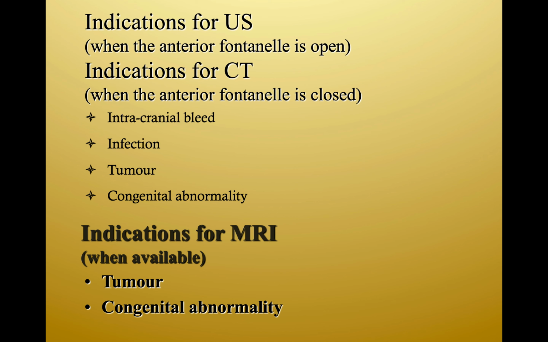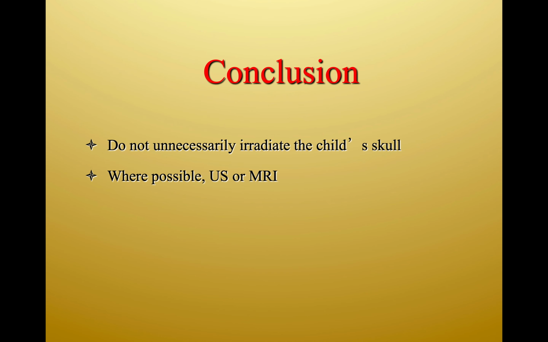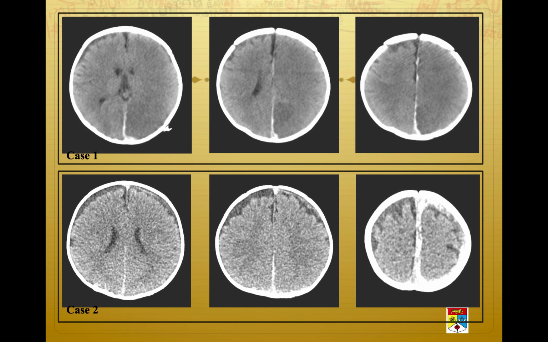So if ever you want to leave this lecture, think about all the indications of ultrasound or CT scan or MRI whenever it's available, because it's very helpful for you to decide on your management and what to do next after you encounter and examine the patient. So again, the conclusion: do not unnecessarily irradiate the child's skull. Whenever possible, use ultrasound or MRI, because that's very helpful in terms of no radiation, and the soft tissue contrast is superb. And I think I will leave you with 5 cases, because at least it will stimulate your brain on what to see.